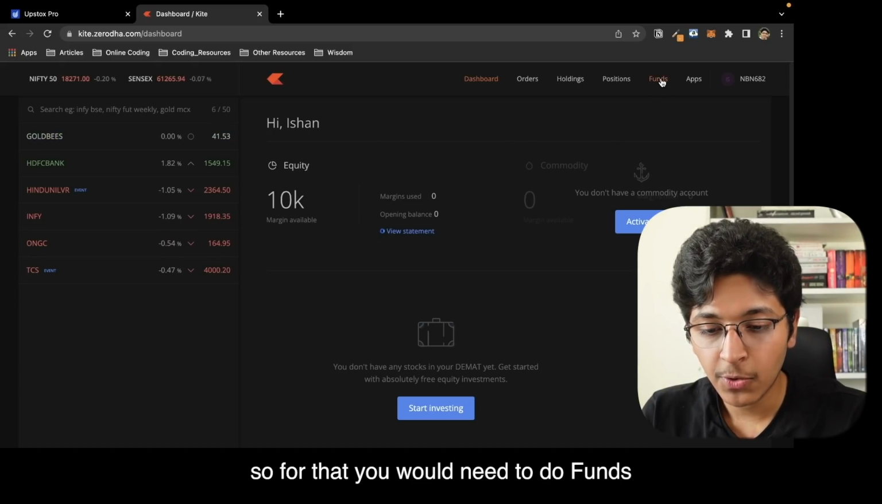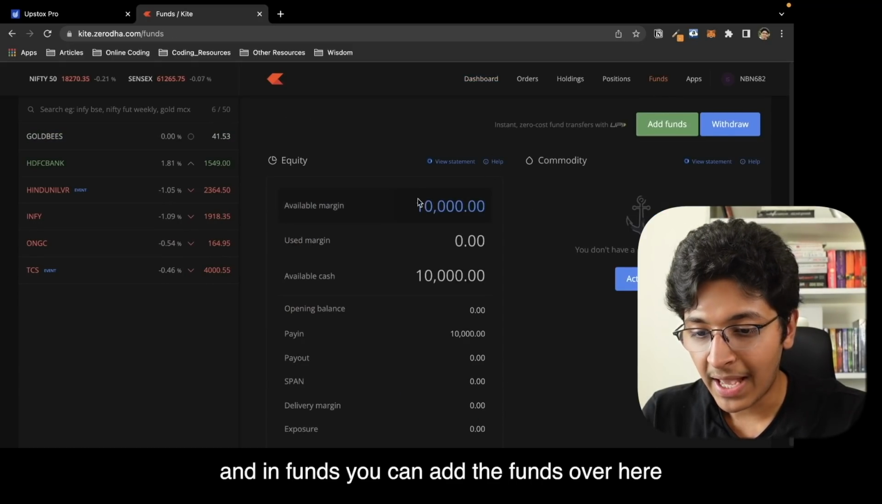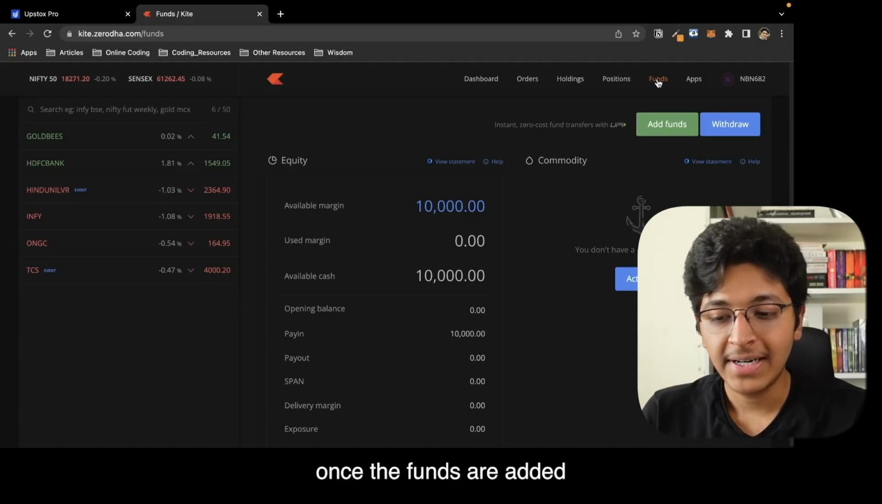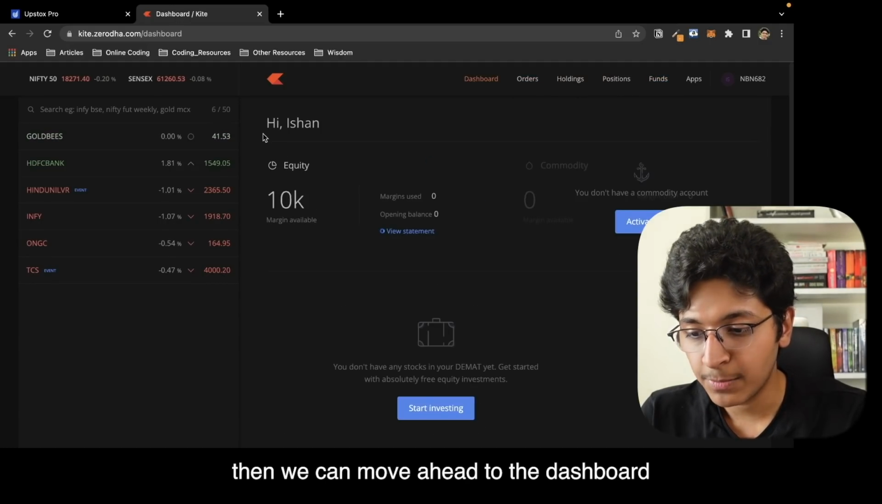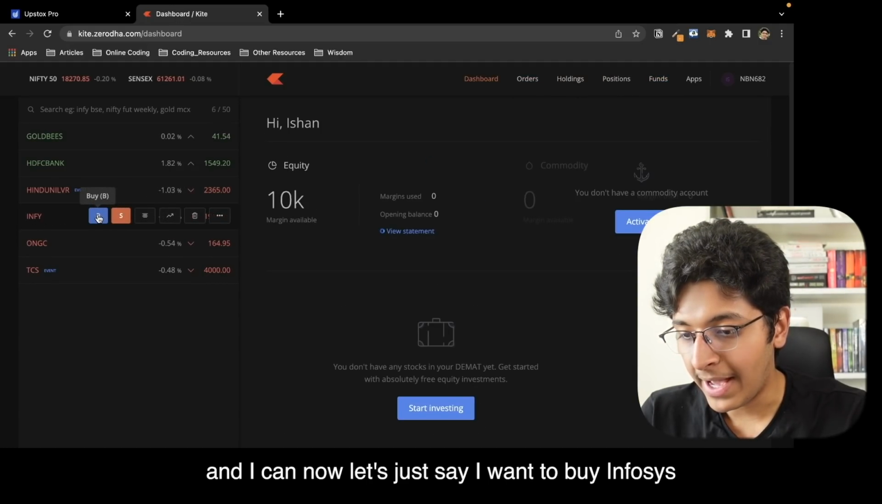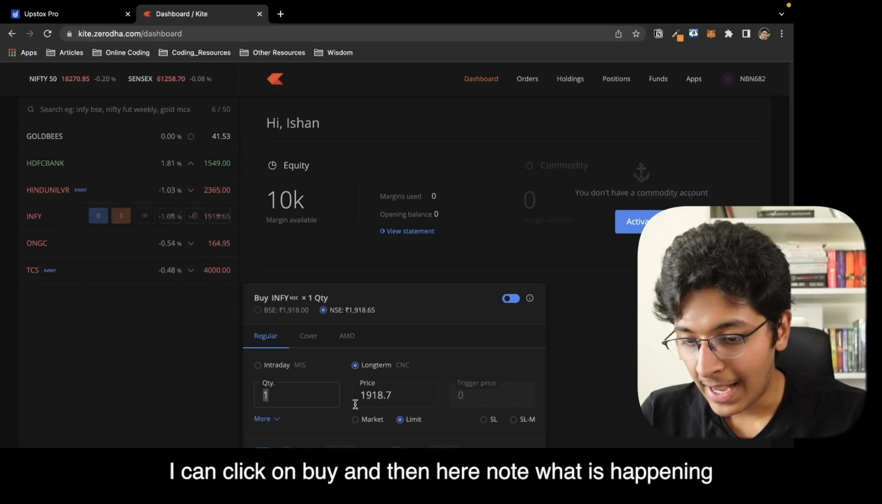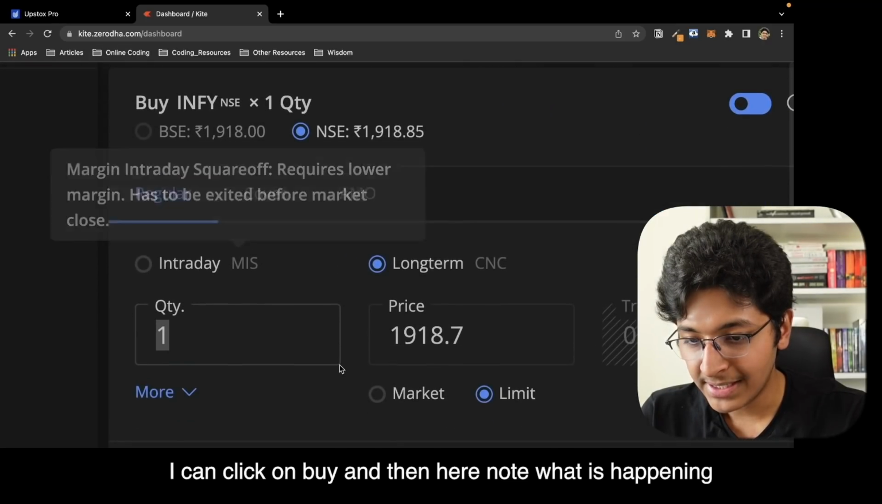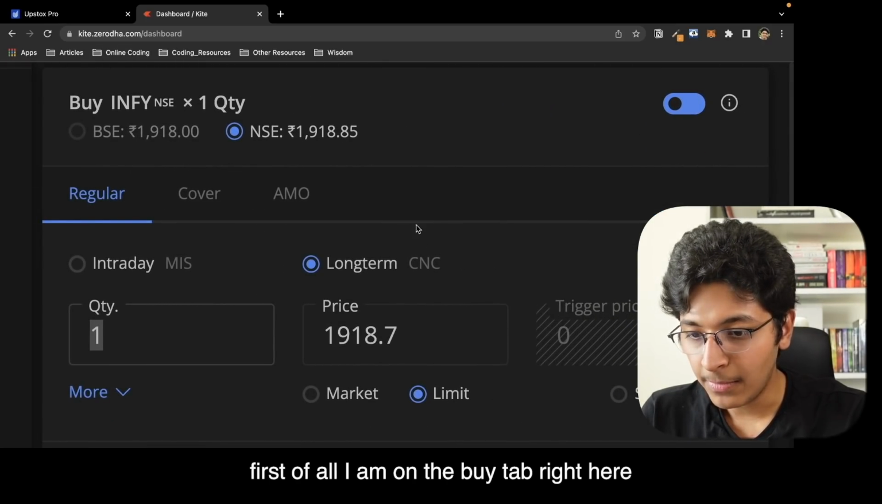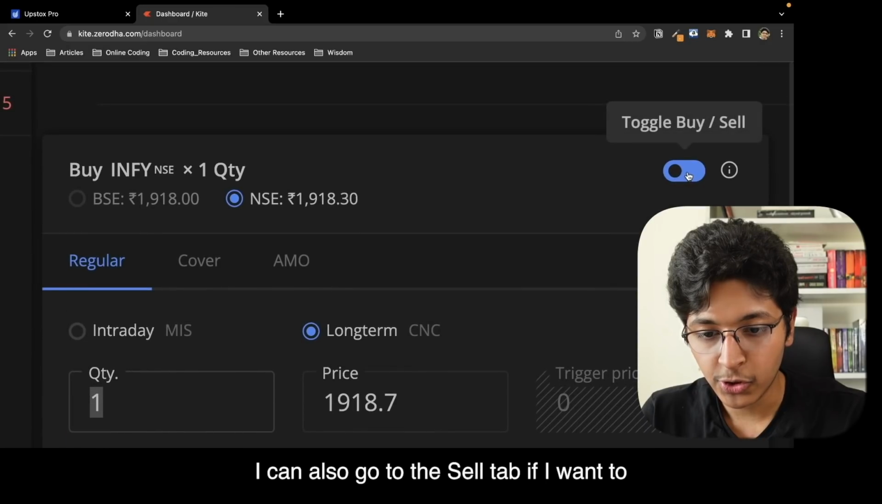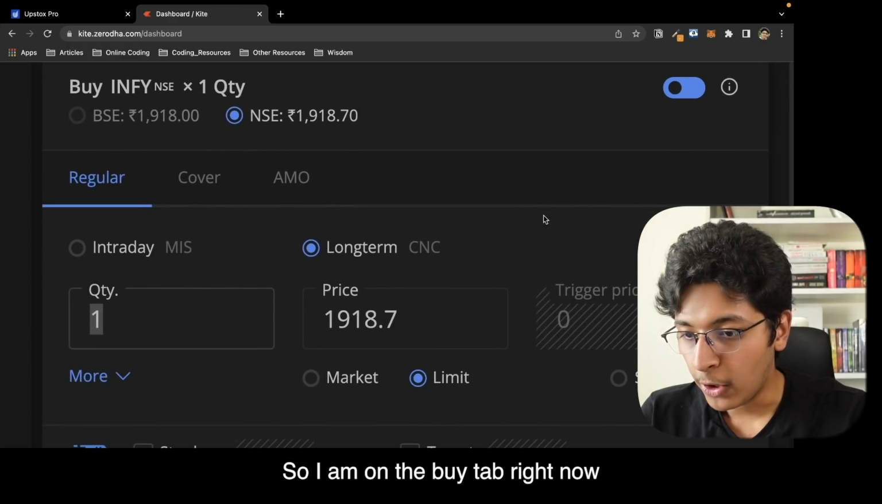So for that, you would need to do funds, and in funds, you can add the funds over here. Once the funds are added, then we can move ahead on the dashboard, and I can now, let's just say I want to buy Infosys. I can click on buy, and then here note what is happening. First of all, I am on the buy tab right here. I can also go to the sell tab if I want to. So I'm on the buy tab right now.